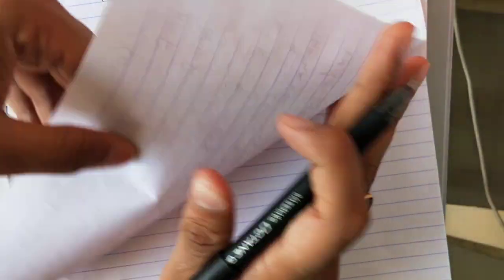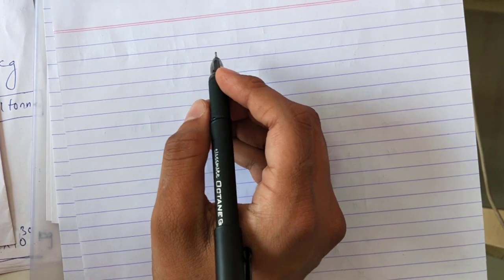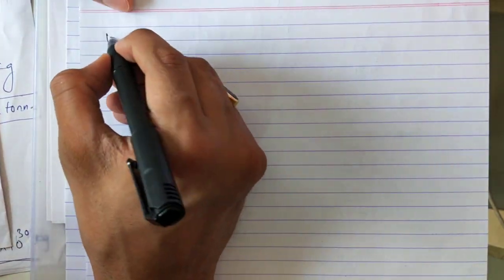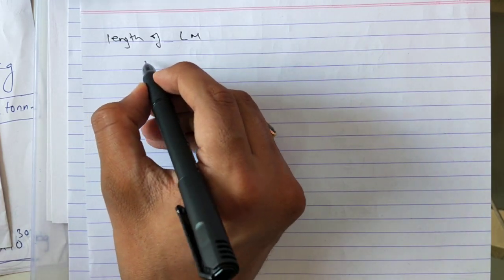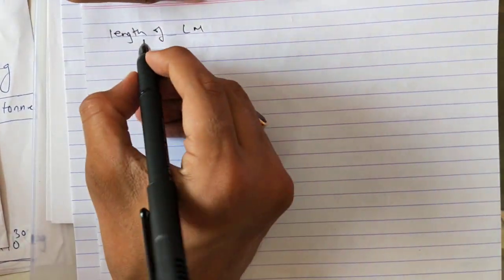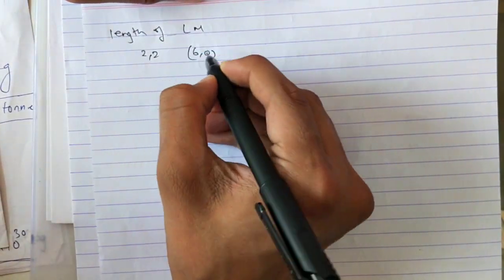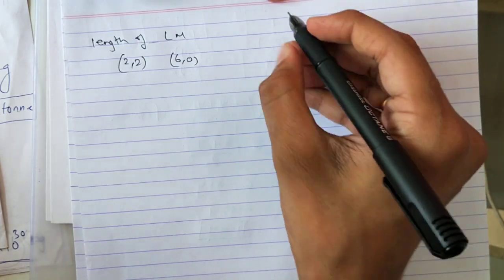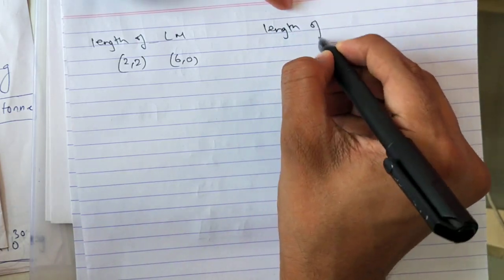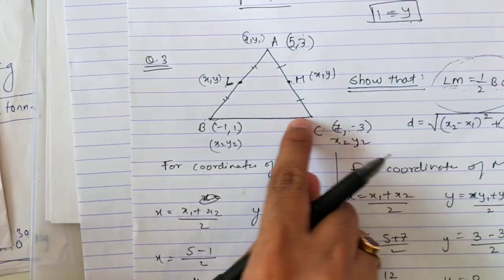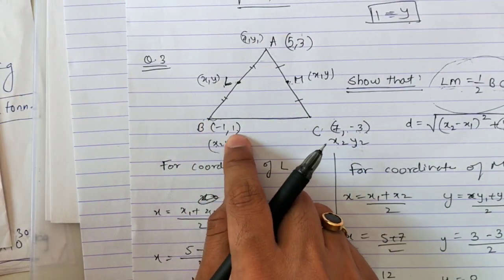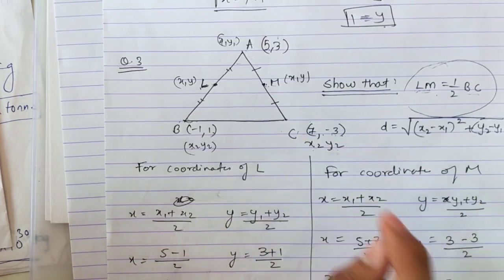Let's just copy it down. I have to find the length of both LM and BC. So length of LM, I'll copy the coordinates once again, 2 comma 2 and 6 comma 0. These are the coordinates. And for length of BC, this is the length of BC, coordinates minus 1 comma 1 and 7 comma minus 3.